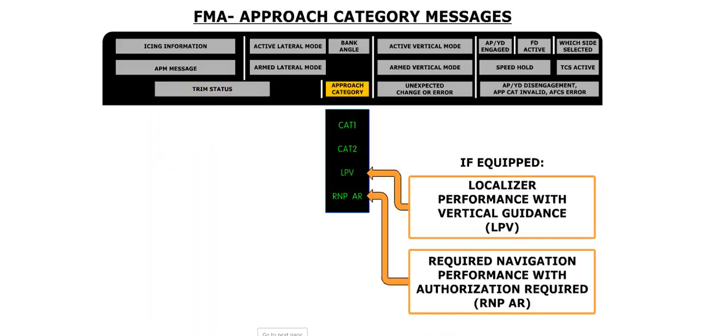The right-hand side of row 3 in column 2 indicates the operational category for the approach. ILS approach categories include Cat 1 and Cat 2. If the aircraft is equipped for localizer performance with vertical guidance, LPV can also appear in this position. If the aircraft is equipped for required navigation performance with authorization required, RNPAR can also appear in this position.